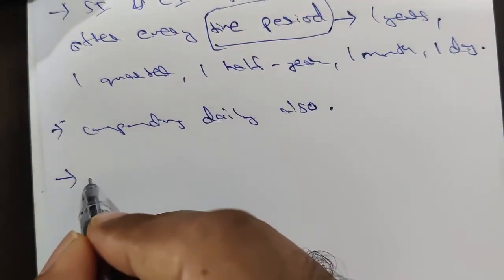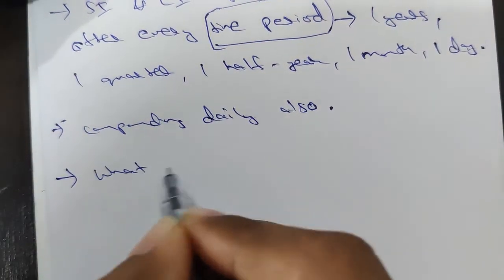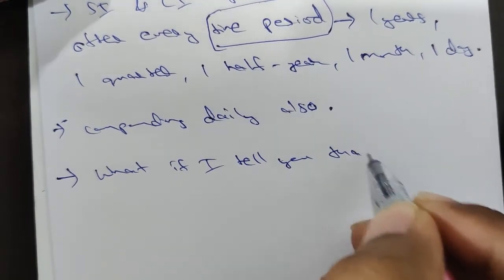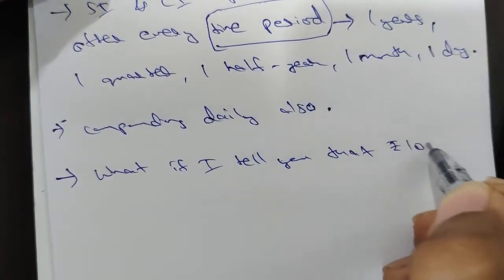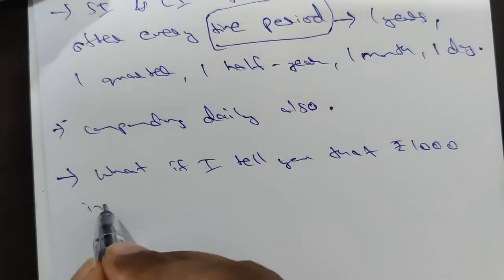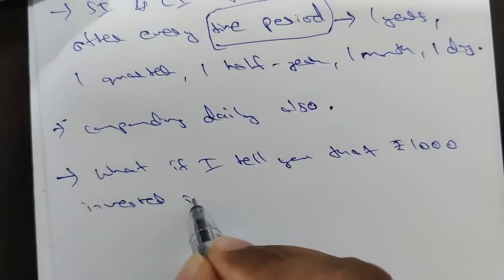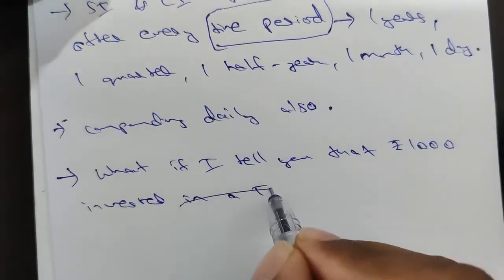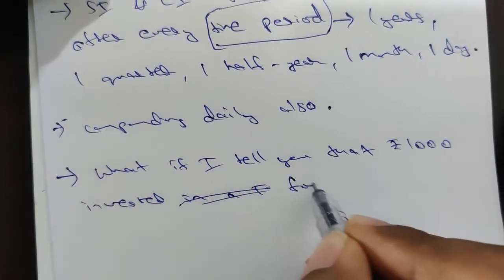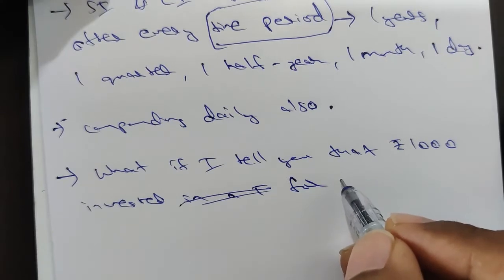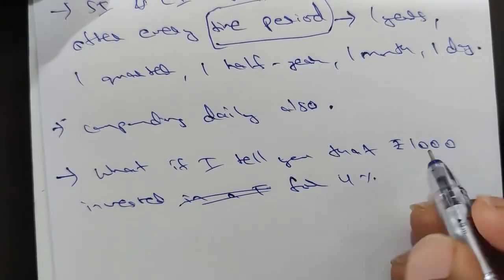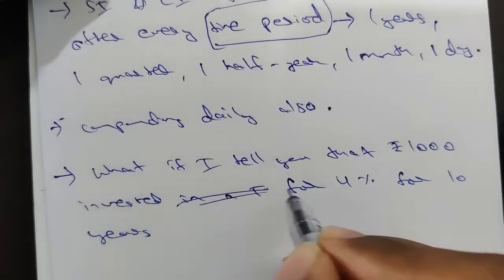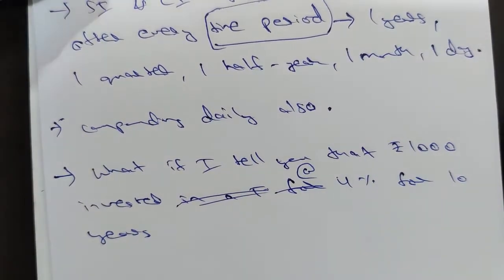So now, what if I tell you that rupees 1000 you have invested in a FD. I will not say FD, just invested for 4%. Similar example for 10 years. The rate of percent for 10 years.